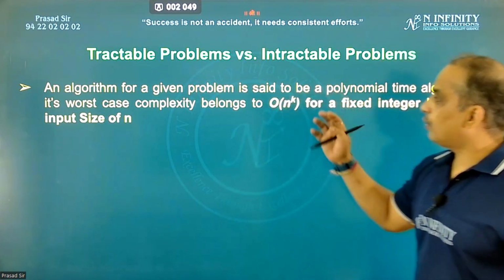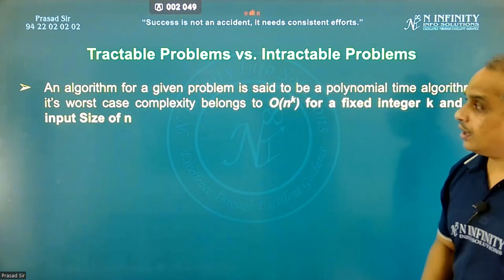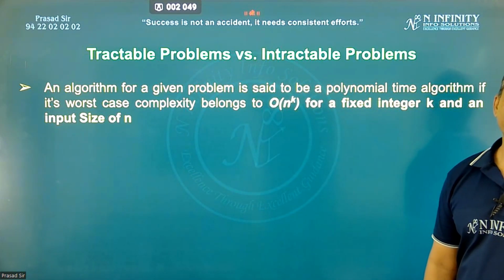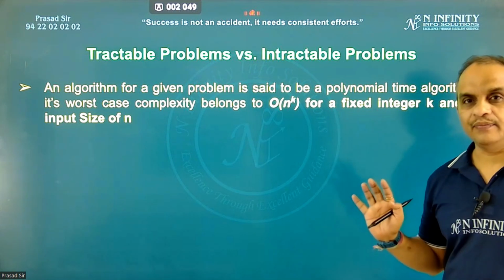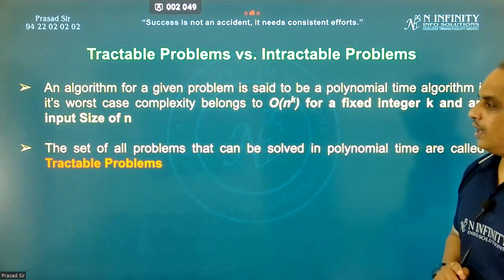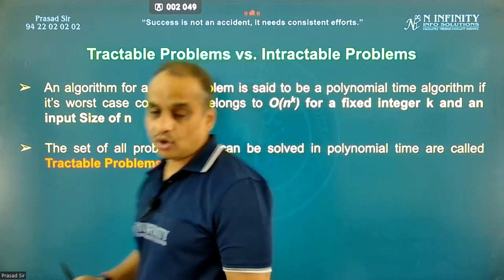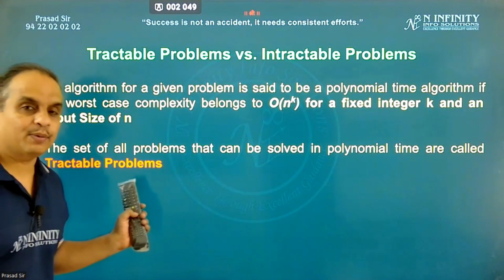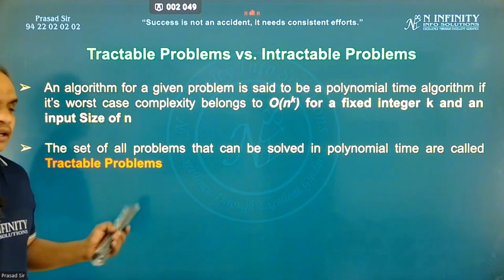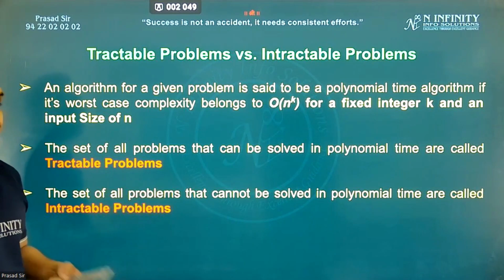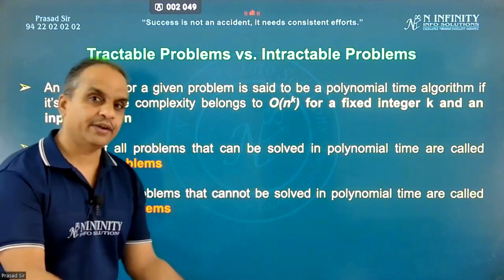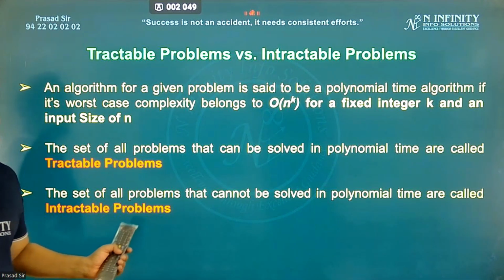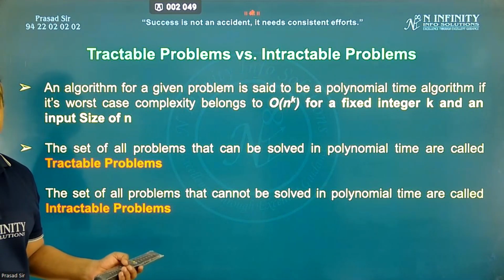An algorithm for a given problem is said to be a polynomial time algorithm if its worst case time complexity belongs to order of nᵏ, right? Then we can solve it in polynomial time, right? And the set of all problems that can be solved within polynomial time complexity, we generally call them tractable problems, we can track them, right? But the set of all problems that cannot be solved within the capacity of polynomial time complexity, we can say those problems are treated as intractable problems, right?